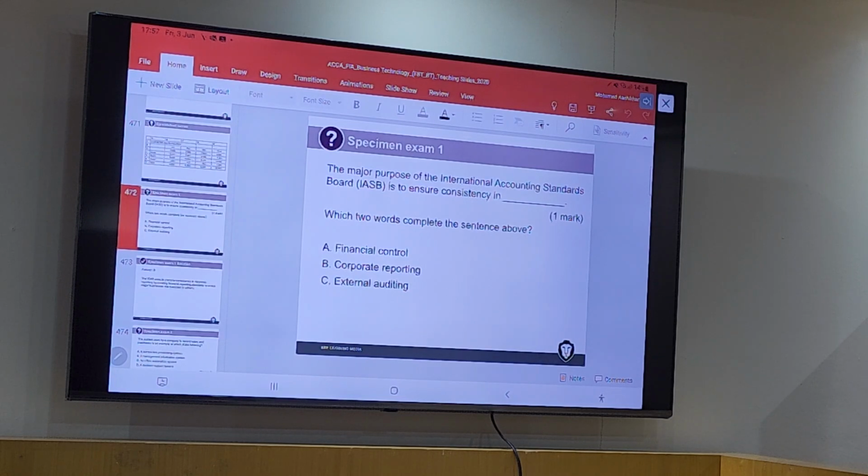The major purpose of the International Accounting Standards Board is to ensure consistency in financial control, corporate reporting, external auditing. What do you think? IASB, are they worried about the financial control or are they worried about the reporting? Reporting, sir. Corporate reporting.